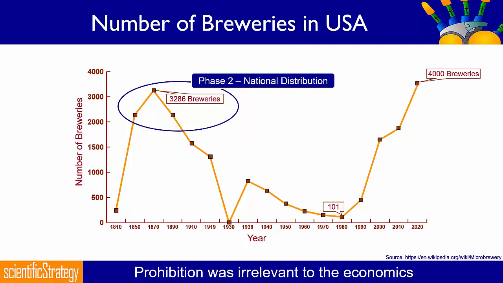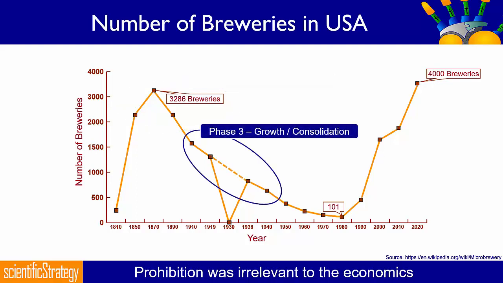So this is our third phase. The growth and consolidation phase really happens over this period. This covers Prohibition, but you'll remember that Prohibition was really irrelevant to the economics of the industry.